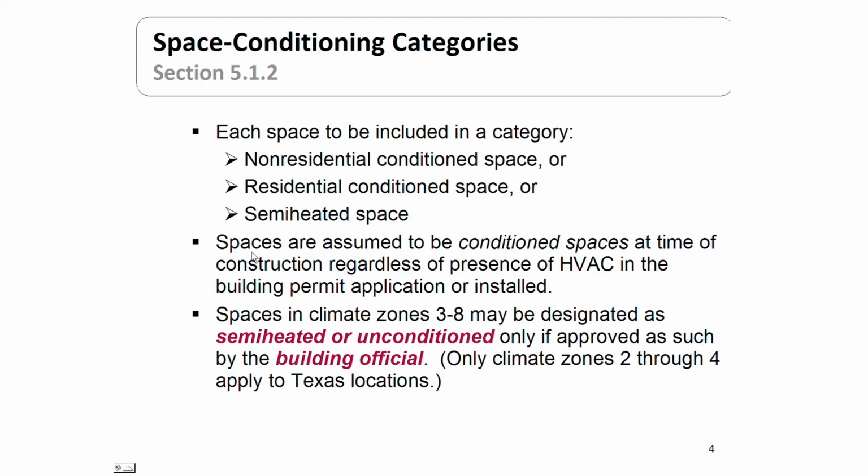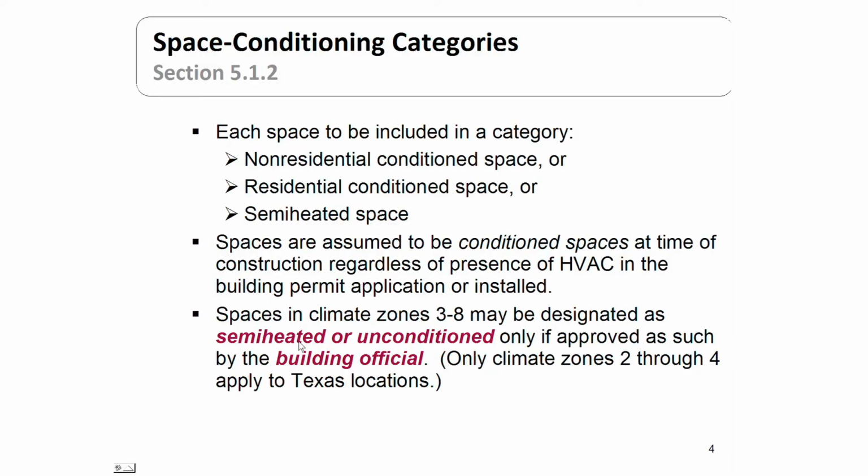Another note, spaces are assumed to be conditioned at the time of construction, regardless of whether there is an air conditioner present in the building permit application or whether one's already installed in the building. As far as denoting spaces as semi-heated or unconditioned, in climate zones 3 through 8, these are only permitted if approved by the local building official. Please make another note that only climate zones 2 through 4 apply to the Texas locations.